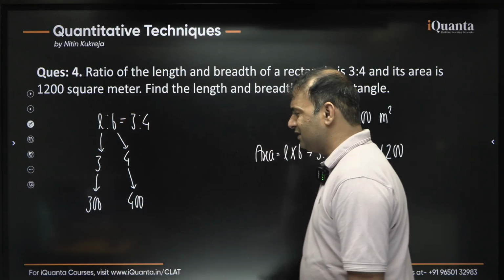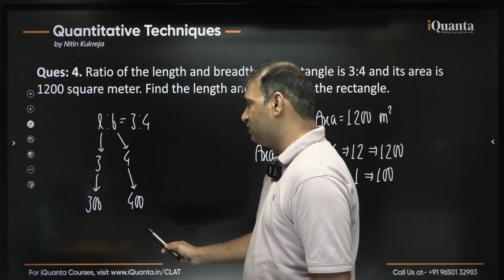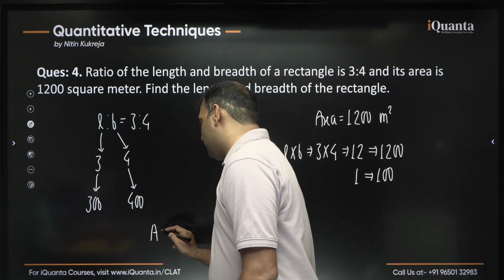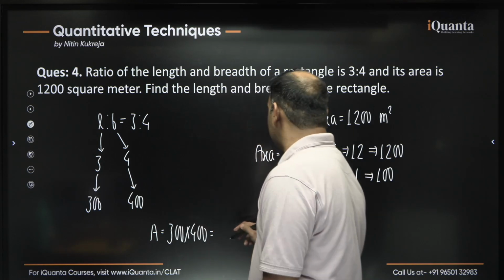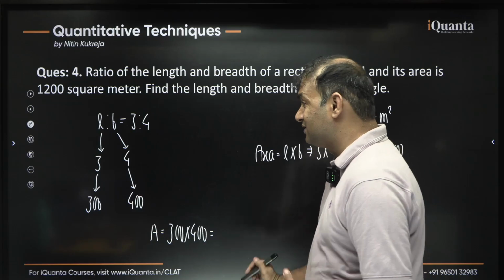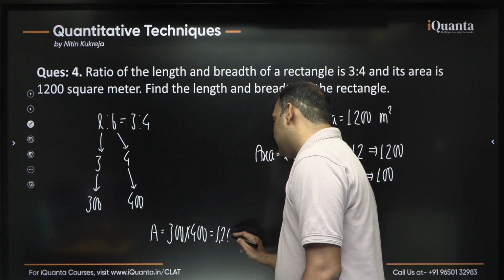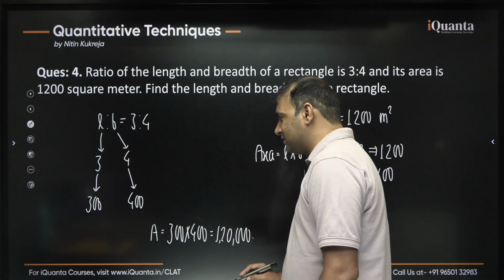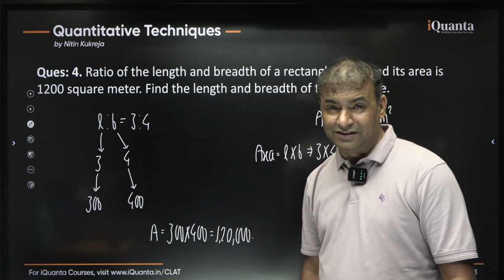Let's cross check whether this is correct or not. Length is 300, breadth is 400. So what should the area be? Length into breadth, 300 into 400, and that is obviously not 1200. You can check it: this is in fact 12 and 4 zeros, that means 1,20,000. So that means we have done something wrong here. Yes, we have made a mistake.